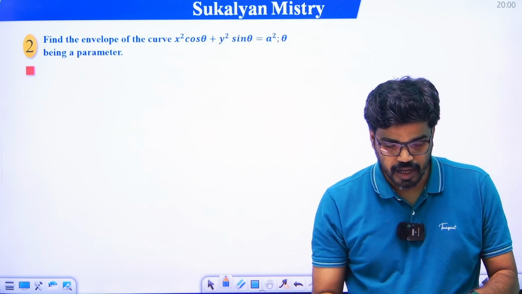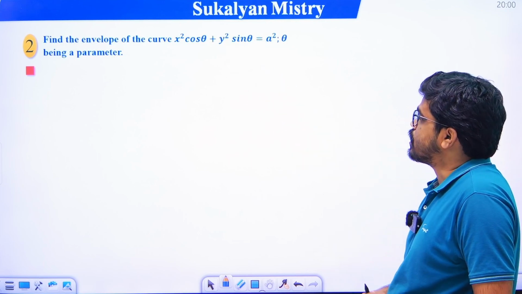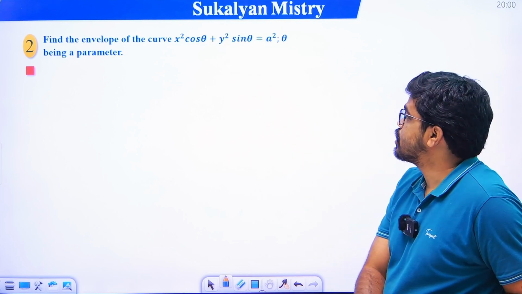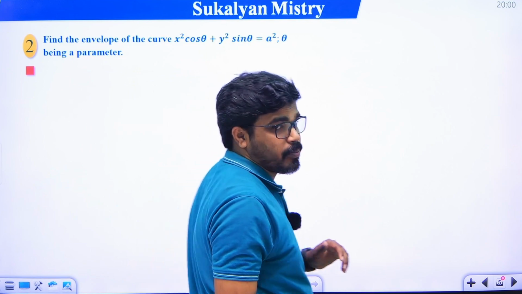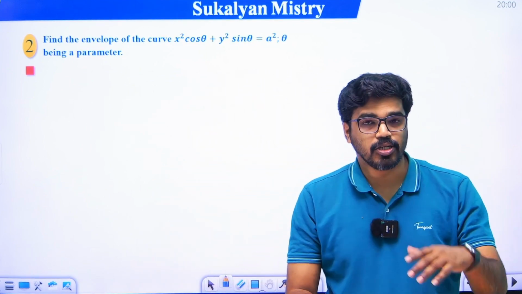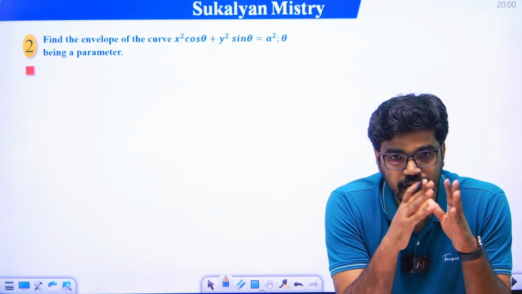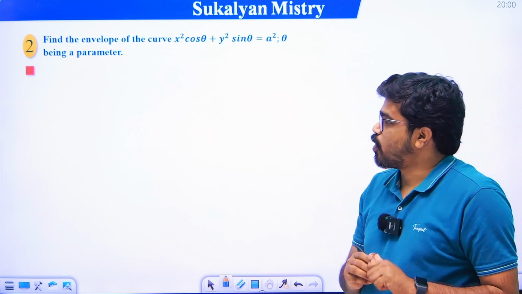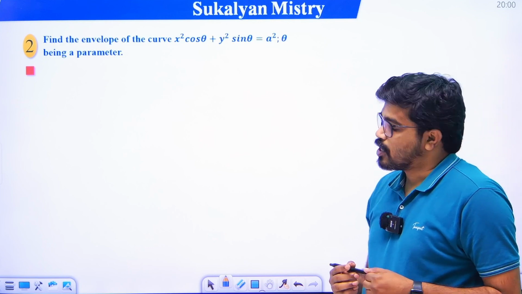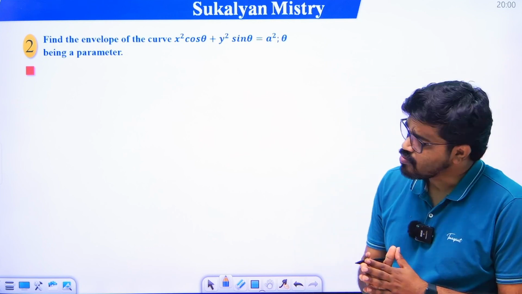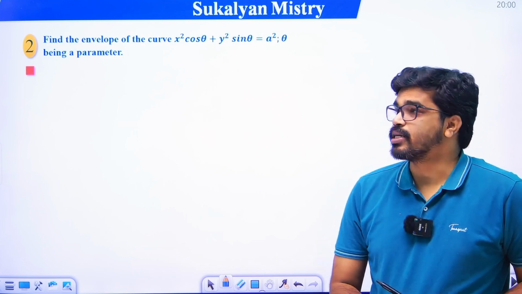So note this problem. Find the envelope of the curve x square cos theta plus y square sin theta is equal to a square, theta being a parameter. What is the parameter here? Theta is the parameter. So we have to eliminate theta. It is given that theta is a parameter.